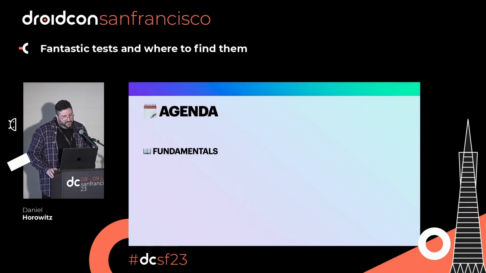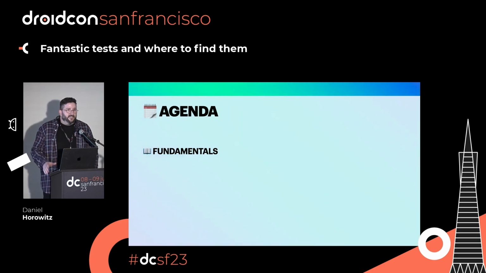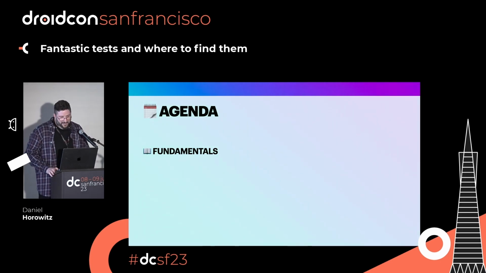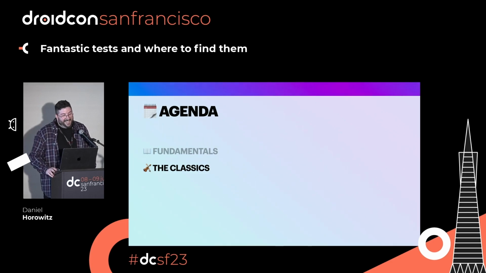Let's go through the agenda. So we're going to go through some test fundamentals, which are the theory behind this talk. And there are a couple of articles that we're going to go through. And then we're going to go through something that I call the classics, which is a few classic concepts, but they are controversial as well, to say the least.